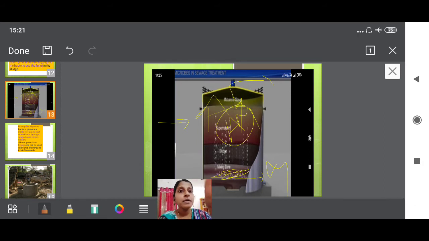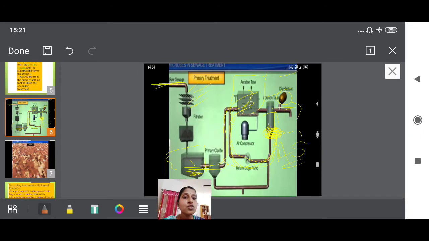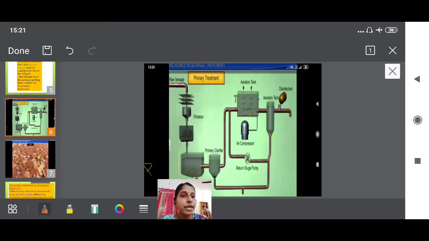So I will sum it up just with the help of the diagram. Listen carefully. What is happening in the primary treatment? As I have already said, filtration and sedimentation. So filtration is taking place, water is filtered. Next, what is happening? The sedimentation. All the settled things we call as what? The primary sludge. The effluent is passed into the secondary.